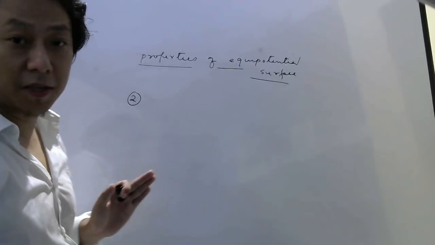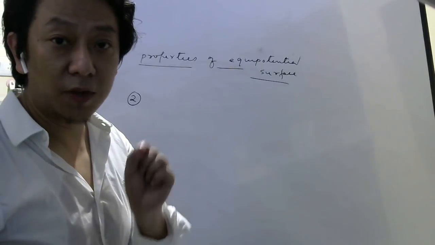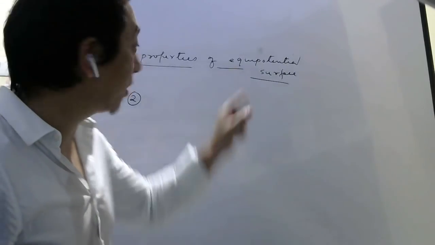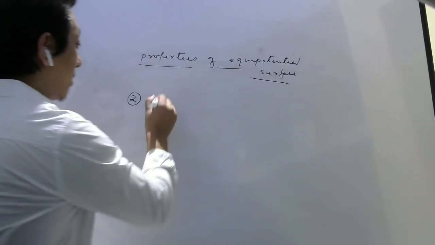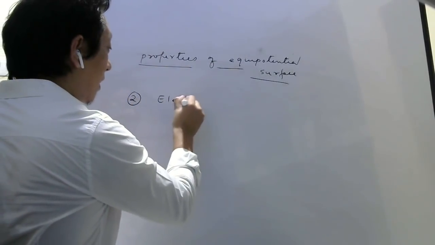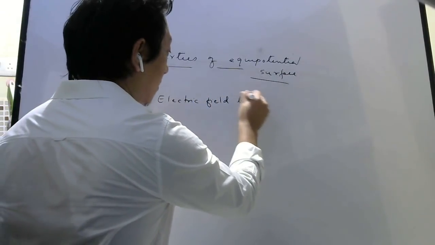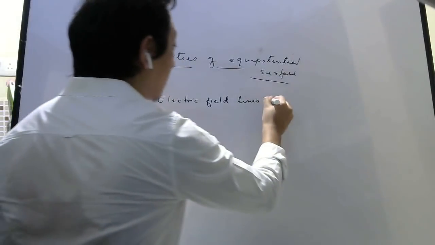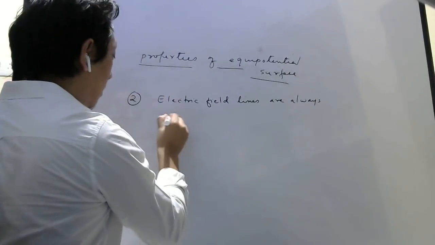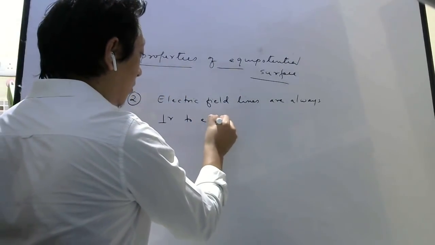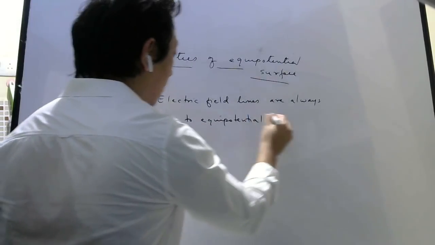Let us now see the second property of equipotential surface. First property is work done to move a charge from one point to another point on the equipotential surface should be zero. Second property is, look carefully, electric field lines, those things that you have studied in the previous chapter, are always perpendicular to equipotential surfaces.